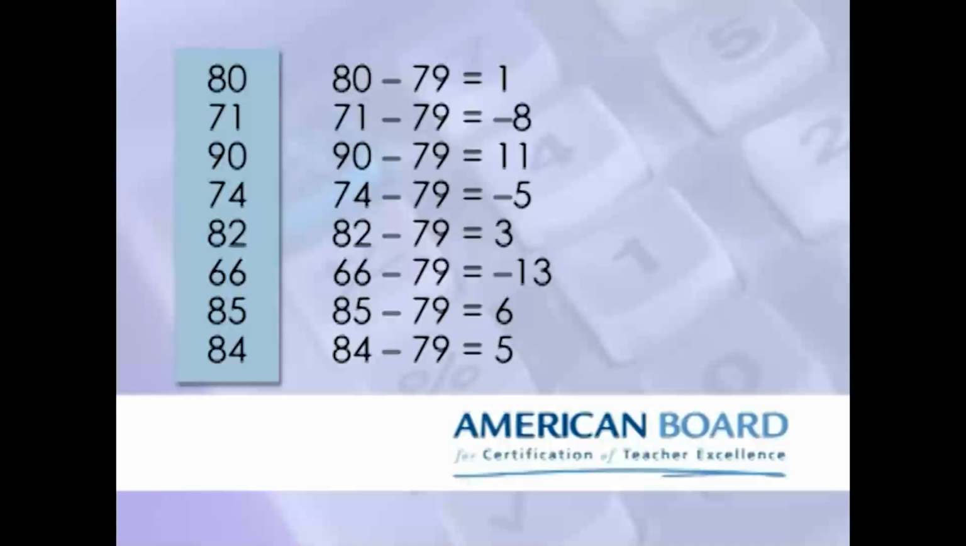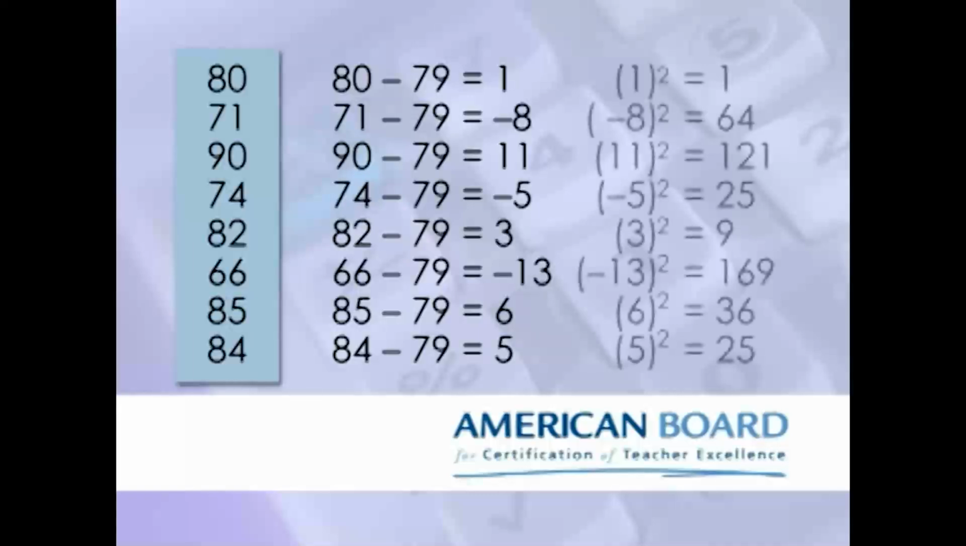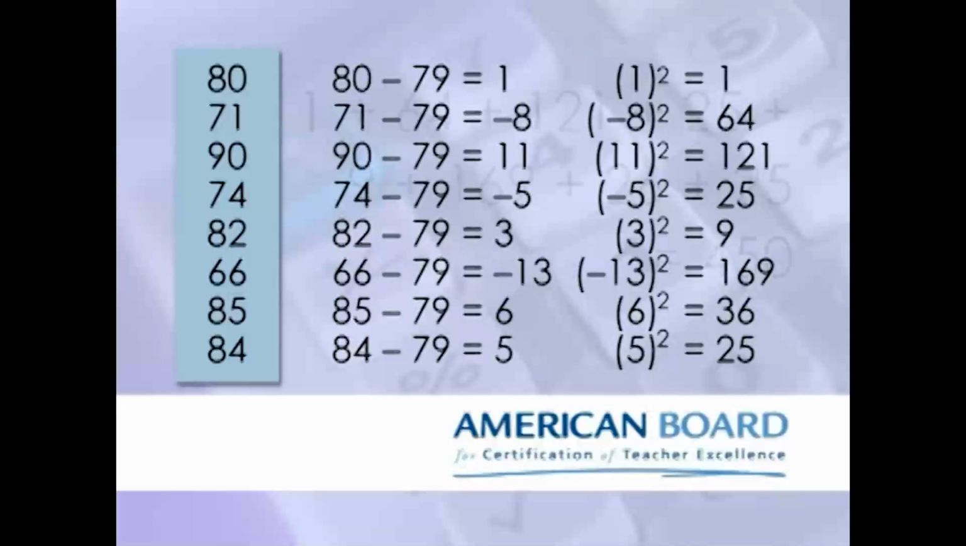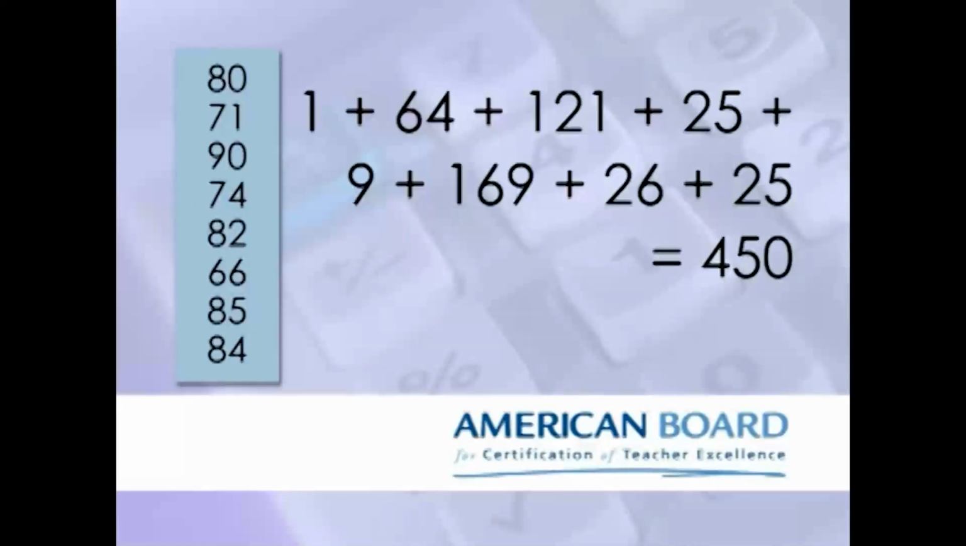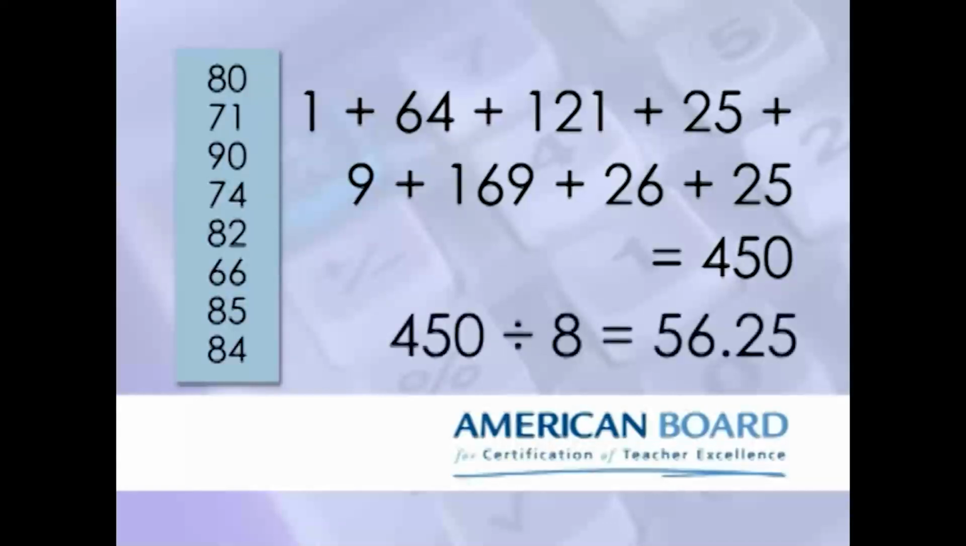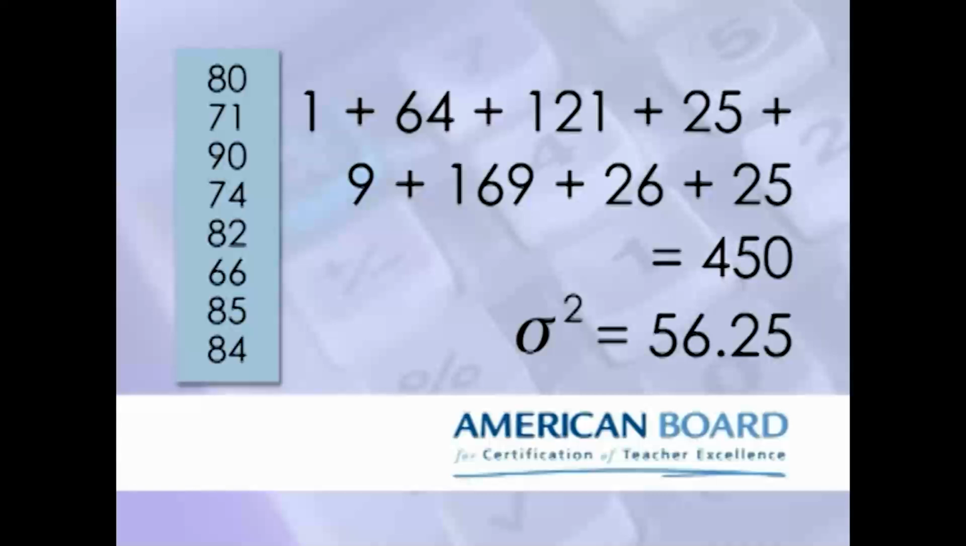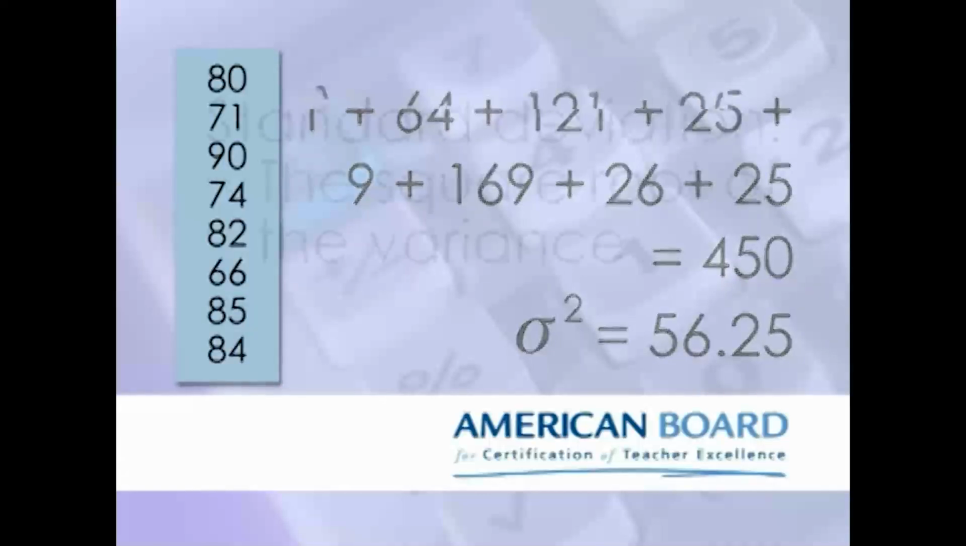You then take each of these differences and square them, and then add them together. In this case, you'll get a grand total of 450. Finally, you want to divide by the population size, which is 8 in this case. The result is 56.25. Therefore, the variance of this dataset is 56.25.